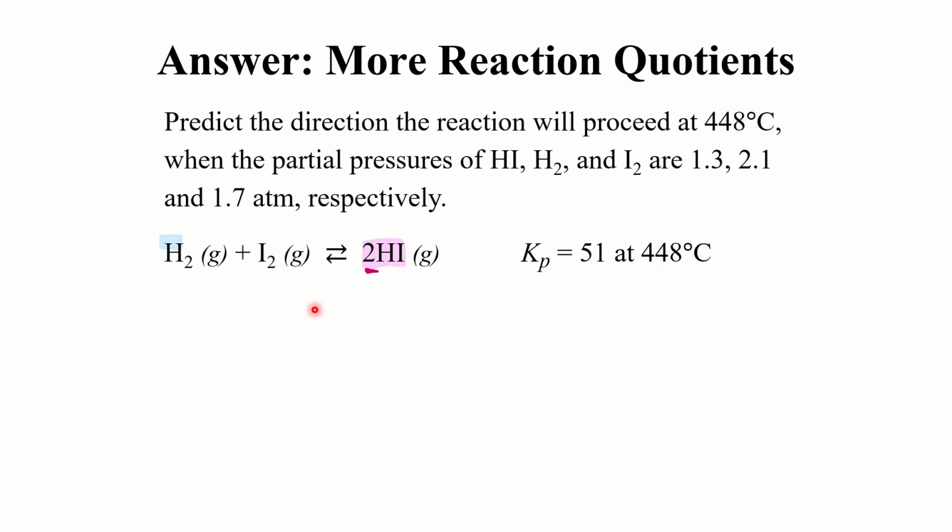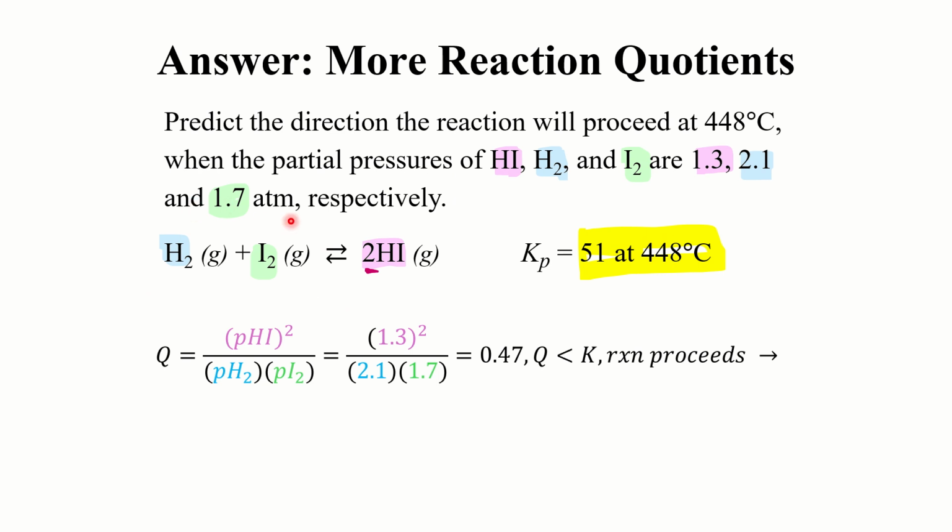So you can still write a K value for species in the gas phase. You can still write reaction quotient Q values for species that are in the gas phase and compare them with a Kp value. So Q equals the pressure of HI squared, our only product, on top, divided by the pressure of H2 times the pressure of I2.